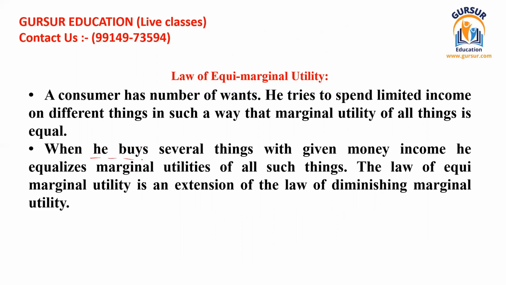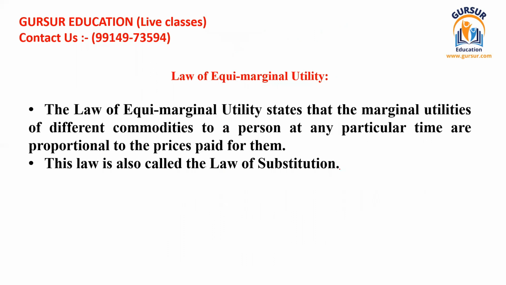So when he buys several things with a given money income, he equalizes the marginal utility of such things. The law of equimarginal utility is an extension of the diminishing marginal utility law. This law states that the marginal utility of different commodities at a particular time is proportional to the prices paid. So how will you make your marginal utility equal? Only when your marginal utility is proportional to the prices paid for them.